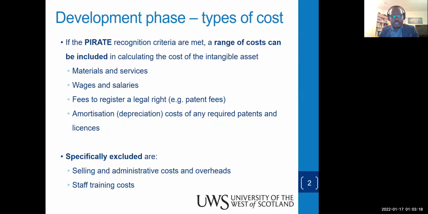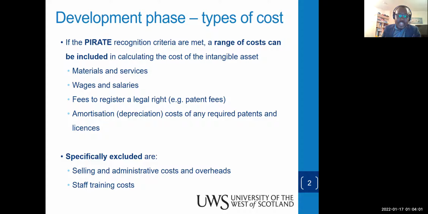So a range of costs, we need to include them in the cost of an intangible once they've met all of these criteria. But what are the range of costs we include? Remember, not everything has to be included. So that's what we need to look at. So the material cost, the service cost, if there's a consultant we used, a researcher we used, we need to measure those ones. A consultant who helped in developing it. Wages and salaries included. And then we're also looking at fees to register a legal right, patent fees, legal charges. And also amortization, any depreciation cost of any required patents and licenses should be included.